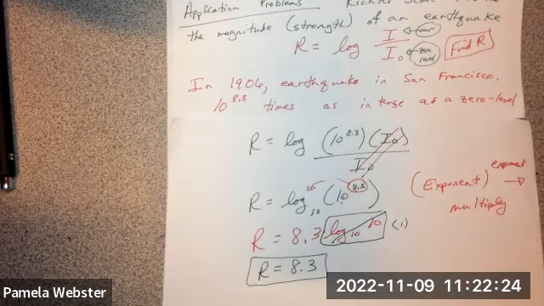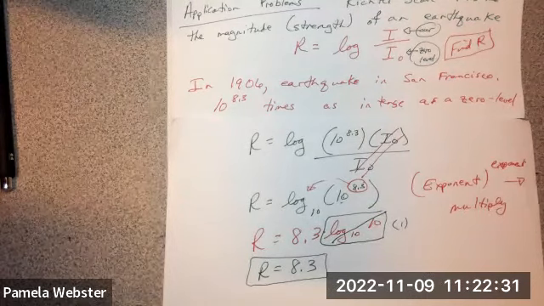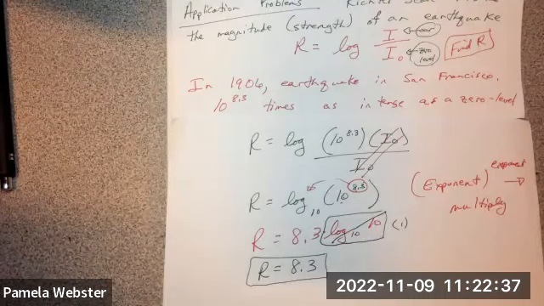So if they want to talk about that 1906 earthquake in San Francisco, then they would use these logarithms and they'd come up with this reading and they'd say, hey, that earthquake was an 8.3 on the Richter scale, which is actually really high. Okay, so absolutely that guy's high.